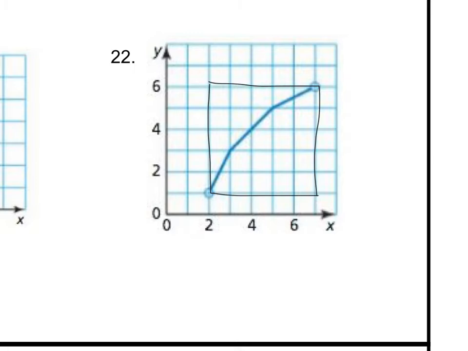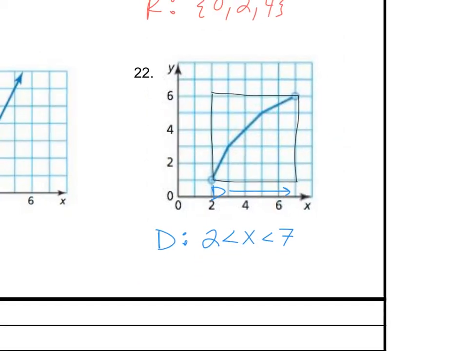Your domain goes from left to right because you want the x values. Guys, on the farthest to the left, where does it start? 2. So 2 is less than x. Farthest to the right, where does it stop? Should be 7. So I have open circles, so they're less than. What we're saying is that the x values start at 2 and stop at 7. That's all you're doing.